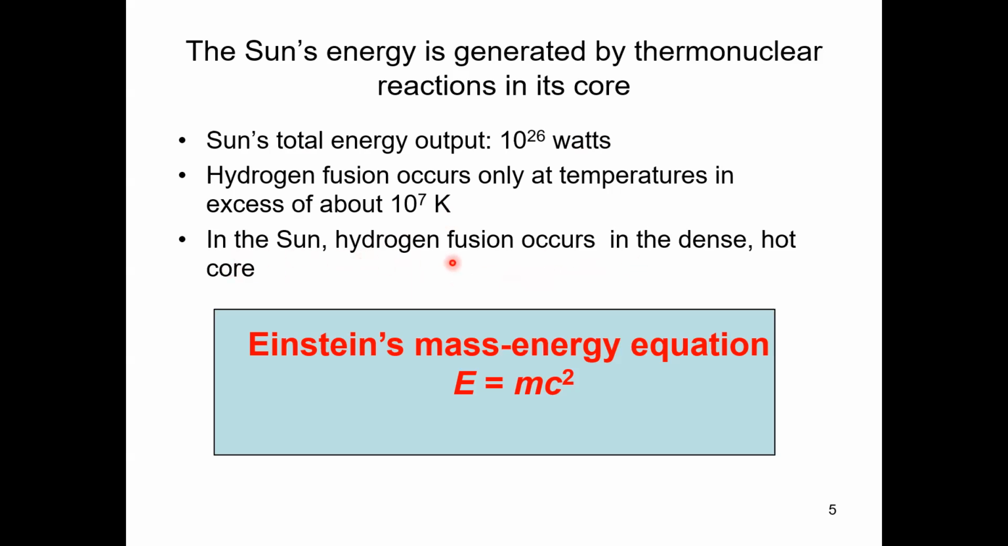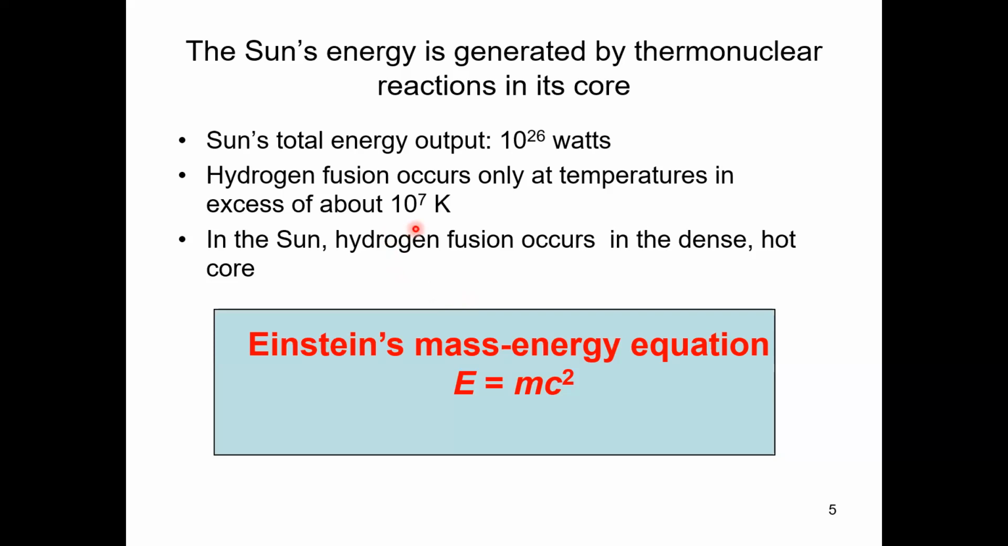So in the sun, it happens in the dense hot core. If you look at the initial nebula hypothesis, when the nebula contracts, the temperature inside the nebula increases, and when it crosses the point of 10 million Kelvin, it starts hydrogen fusion. So that's all. That's how it happened.